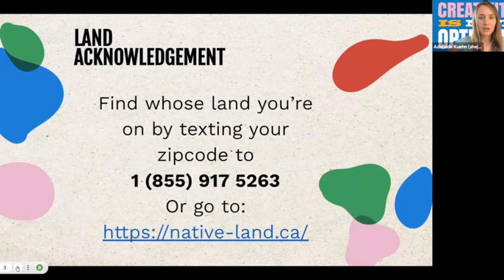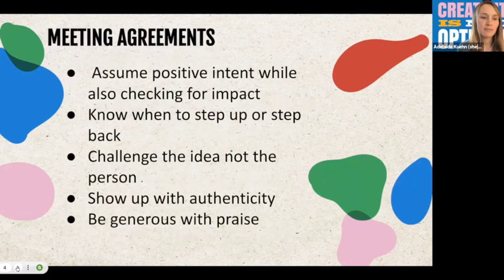Excellent, thank you. Next, we're going to move on to a set of meeting agreements that we created in September with our local arts education organizers that Create California works with, the Arts Now leaders. This was a list to set ground rules, so to speak, for the meetings that the organizers have throughout the year. I'll just read these bullets quickly. Assume positive intent while also checking for impact. Know when to step up or step back, challenge the idea, not the person, show up with authenticity and be generous with praise. These are just points to keep in mind, especially when we move into breakout groups. We really want this space to be safe for everyone to learn, grow, and share.